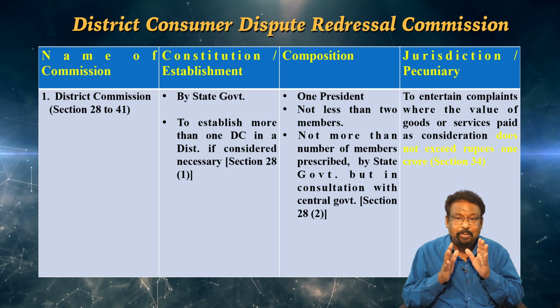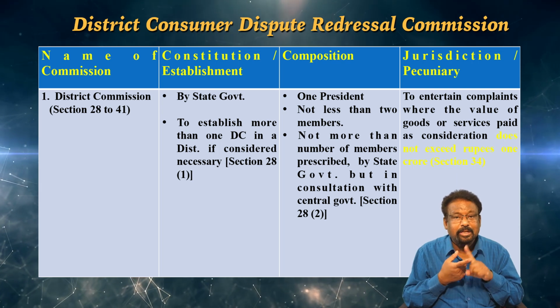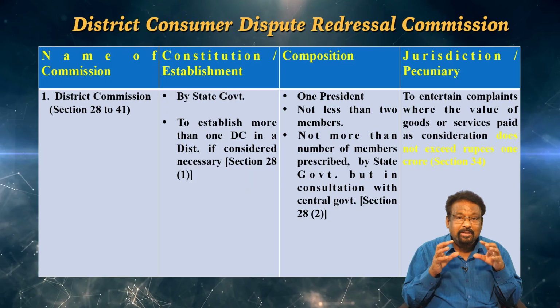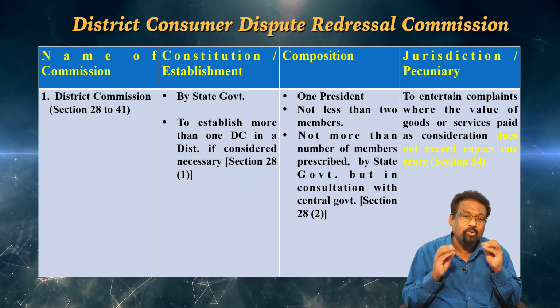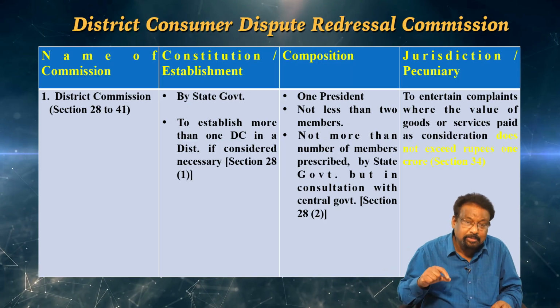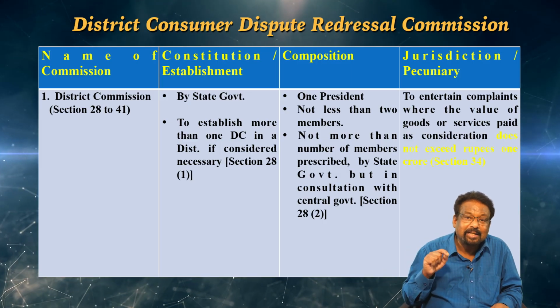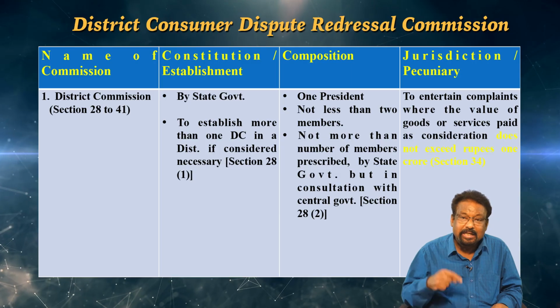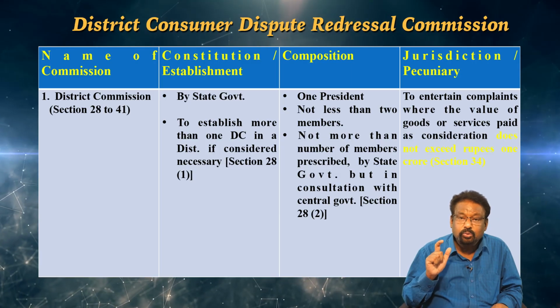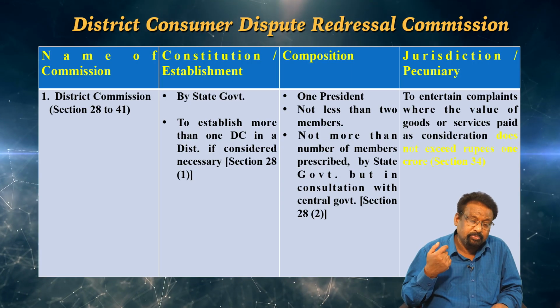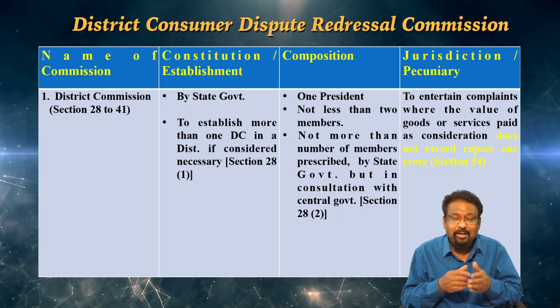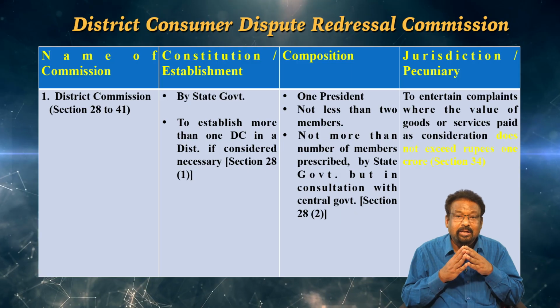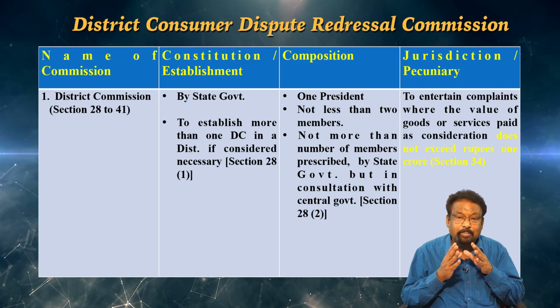Then coming back to the members, there must be one president, who must be a judicial member. Then the other members should be 2 or more. The maximum number of persons will be decided by the state government for each district. The minimum is 2, and the maximum may be 4 or 5 or 6 or 10, any number, but it should be decided by the state government.